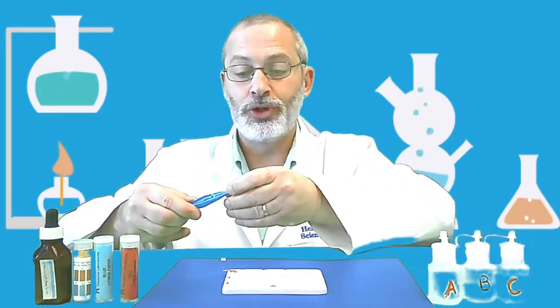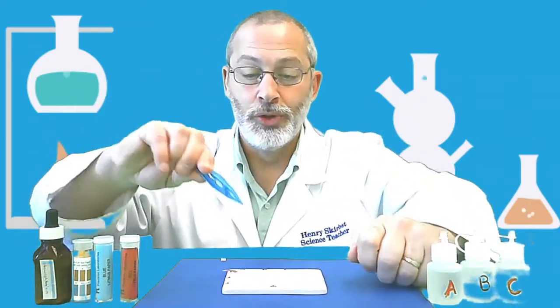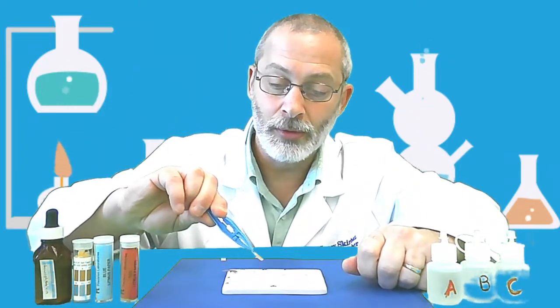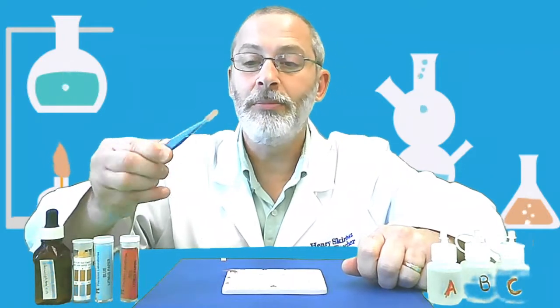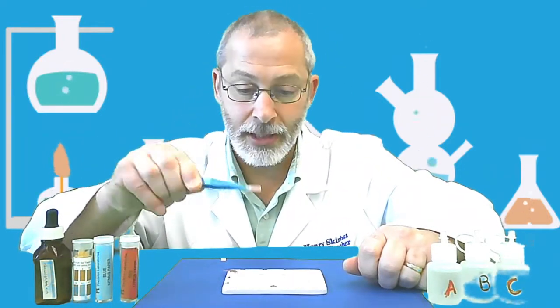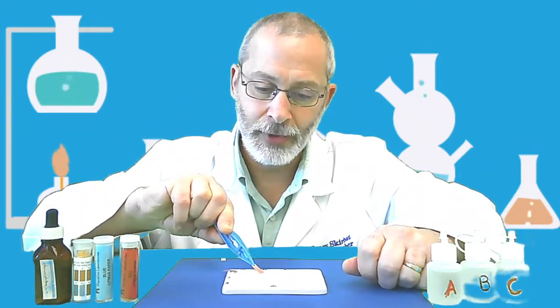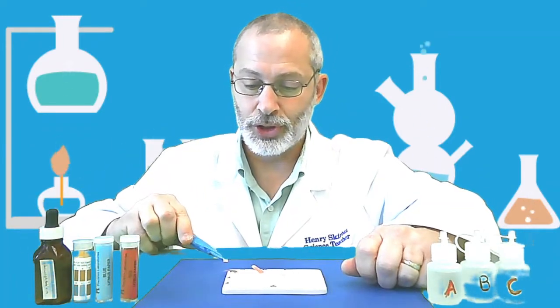Let's go to solution B. Solution B, the red litmus paper stays red. Interesting. And now let's go to solution C.